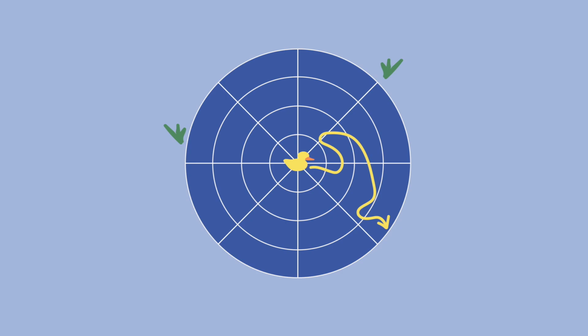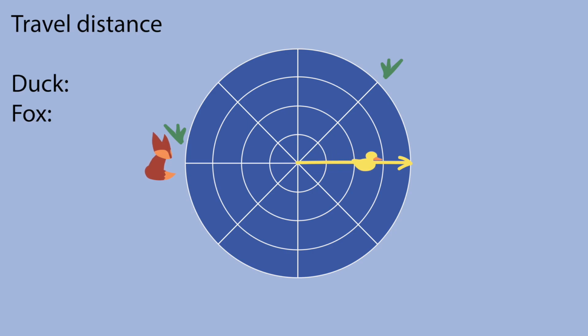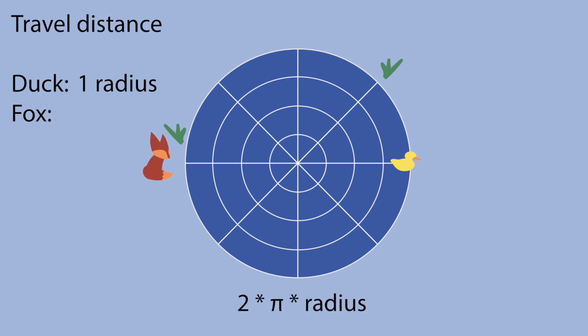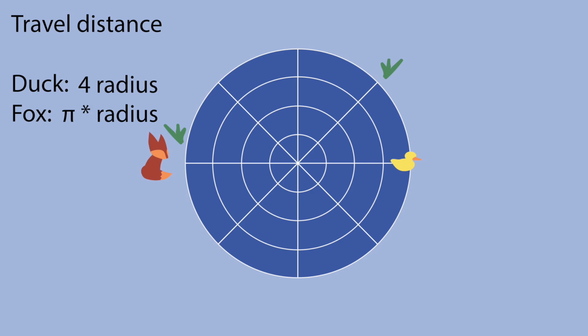A good problem-solving strategy is often to think about the extreme cases first. So let's see what happens if the duck just goes from the center straight out to the shore. As it swims 1 radius, the fox has to travel halfway around the pond to meet it. The circumference of a circle is 2 pi times the radius, so the fox has to travel half of that, pi r. The duck is 4 times slower, so it's really as if it has to travel 4r. 4r is more than pi r, so this means that the duck is going to take longer to get there than the fox and will be captured.